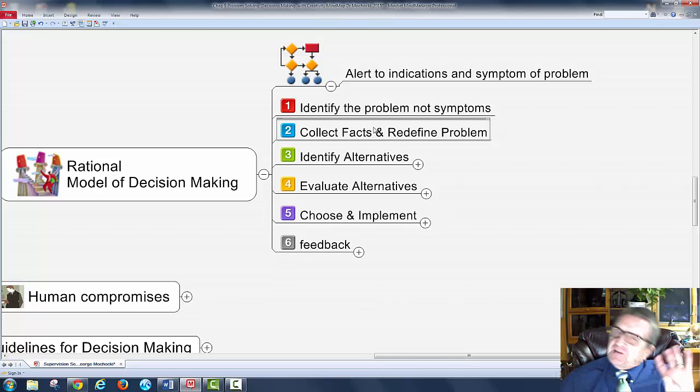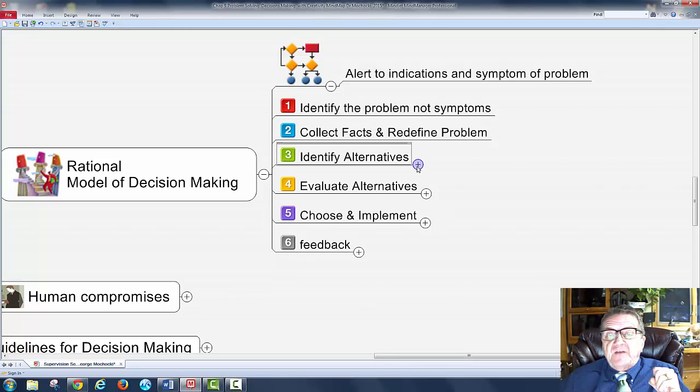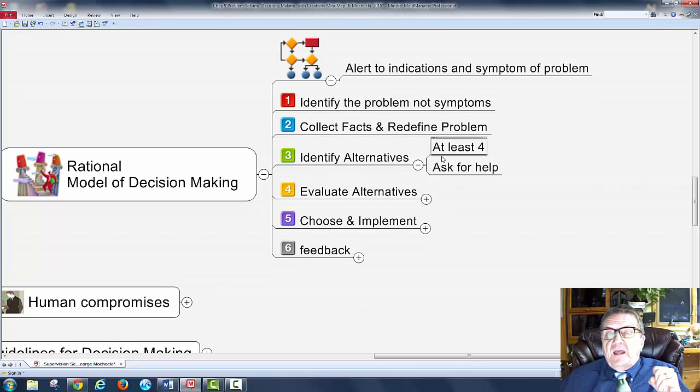Once I have the facts, I start looking at it and say, hey, am I really identifying the problem, or is it just symptoms? I identify alternatives. When I look at alternatives, at least 4. Ask for help. You should have more than one alternative, and we've been going through this for some of the other series. And the reason I need more than just one alternative is because if my main solution isn't working well, I don't go back to the drawing board.